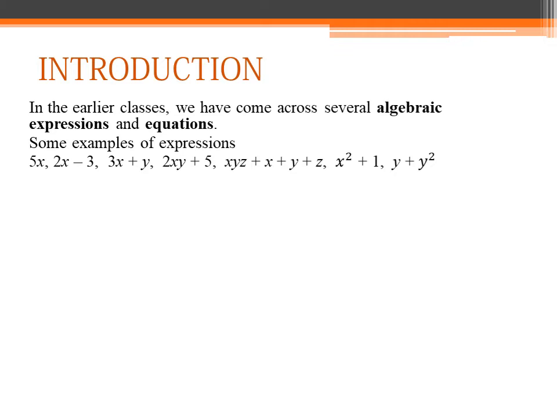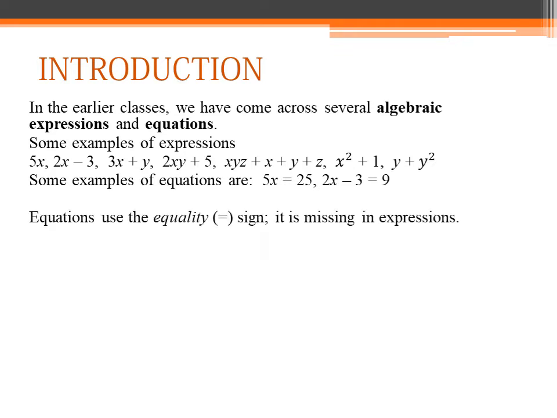And what is the difference between an algebraic expression and an equation? Some of the examples of equations are also shown here. First one is 5x is equal to 25. And another example is 2x minus 3 is equal to 9. Here, two expressions are connected together by an equality sign. 5x is equal to 25. 5x is one expression, 25 is another expression. Those two expressions we combined by an equality sign.